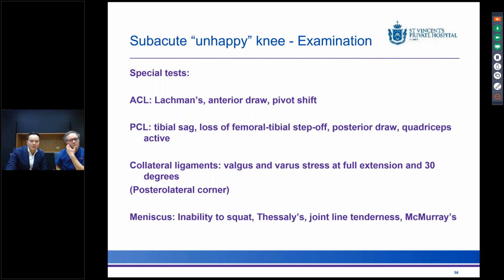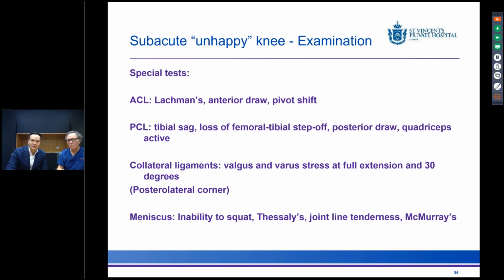Special tests, John's mentioned most of these in the video. Specific tests for ligamentous structures. For the ACL, the tests are Lachman's, anterior drawer, and pivot shift. For the posterior cruciate ligament, we look at the tibial sag, a loss of femoral tibial step-off, posterior drawer, and quadriceps active tests. With collateral ligaments, we look at the valgus and varus stress at full extension and at 30 degrees. There are some more specific tests for the posterolateral corner, but for the purpose of this talk, we won't go into that here.